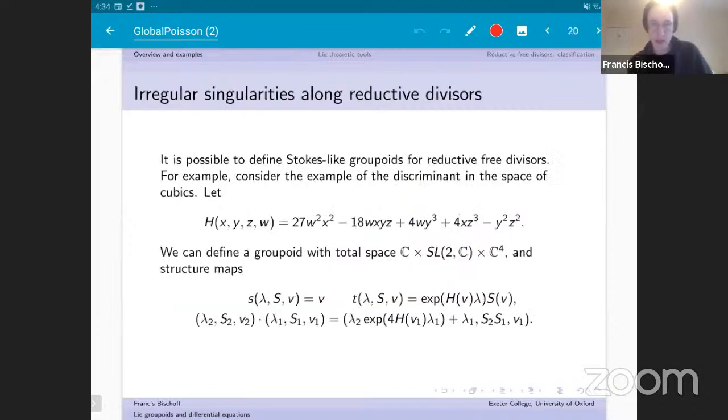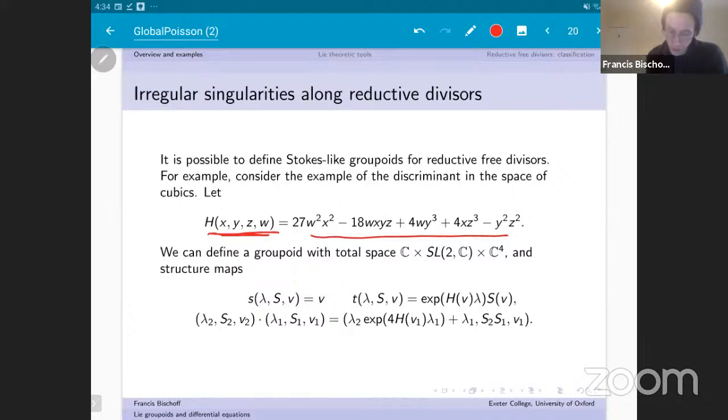Okay, and just as an aside, I wanted to mention that it's possible to generalize the construction of the Stokes groupoid from the paper of Gualtieri, Li, Pym to describe a groupoid which presumably will describe flat connections which have irregular singularities along reductive free divisors. So I've just written it out here for the case of the discriminant in the space of cubics. So here H is the discriminant function whose vanishing defines D.